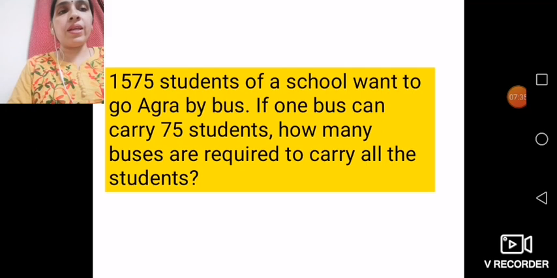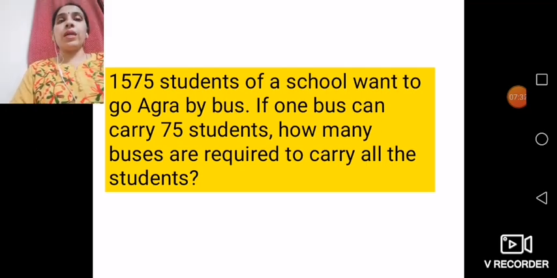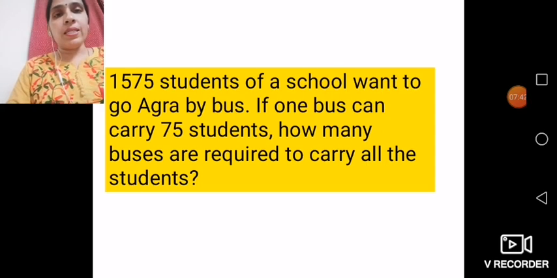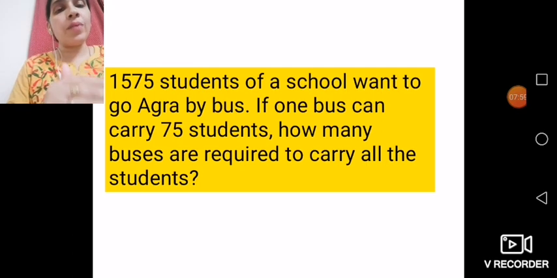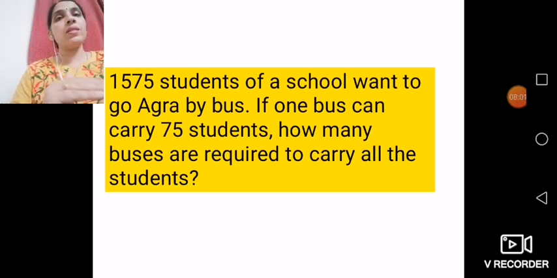Now, this question is very simple, children. You are supposed to tell me which operation you will use in this question. Yes, that is correct. 75 students can sit in one bus. So, for taking these 1575 students to Agra, how many buses do you require? 1575 will be divided by 75. So, I hope these examples are clear to you all.